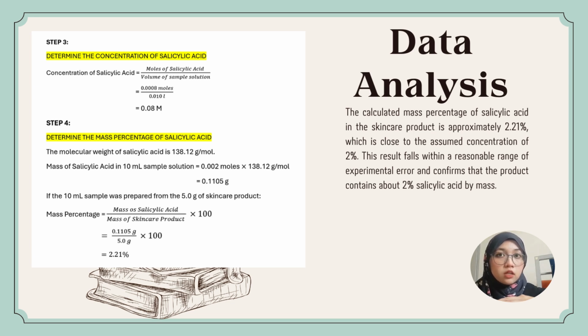For this experiment, I got the mass percentage of salicylic acid in the skincare that we use as 2.21%, which is the calculated mass percentage of salicylic acid in the skincare product, approximately 2.21%, which is close to the assumed concentration of 2%. This result falls within a reasonable range of experimental error and confirms that the product contains about 2% salicylic acid by mass. That's all from me. We move to the next agenda.